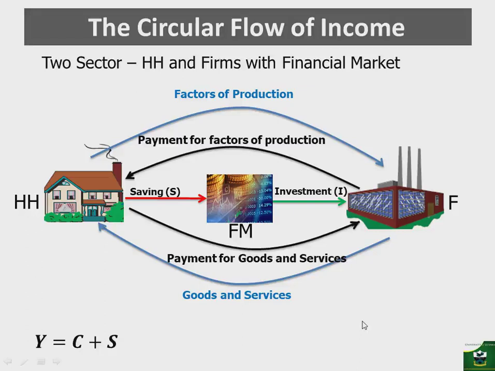From the demand side, we see therefore that with this happening, the firms will be able to get their money back via two channels: either through consumption by the households or via investment. And therefore, we see that income is equal to consumption plus saving, or output will be equal to consumption plus investment. This is a simple circular flow model without the government. And from here, key takeaways are that savings is a leakage, while investment is an injection.